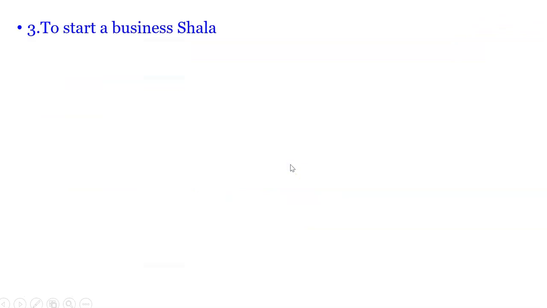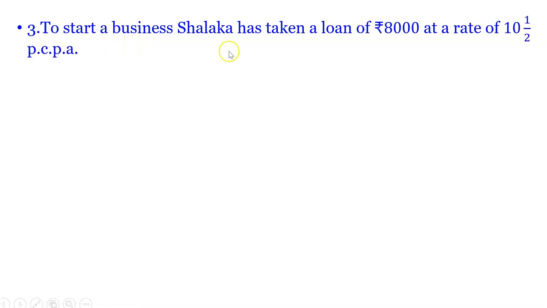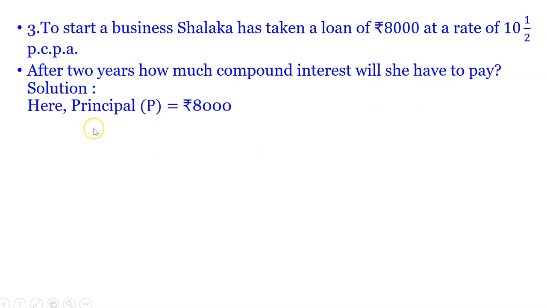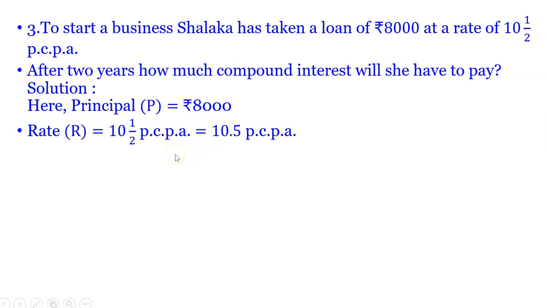Now the next example. To start a business, Shalaka has taken a loan of rupees 8,000 at the rate of 10.5% per annum. After 2 years, how much compound interest will she have to pay? Now here the principal P is 8,000, R is 10.5% per annum. Next is the duration, N is equal to 2 years.